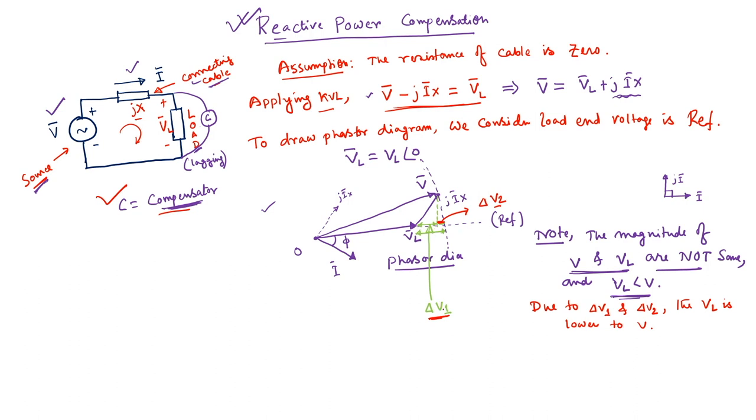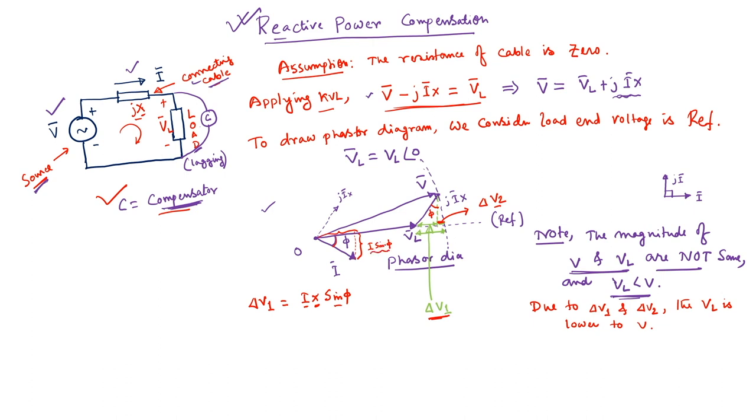Now, let us see what this del V 1 is. Since this angle is phi, one can find that this other angle is also phi. So, the magnitude of del V 1 is equal to I x sin phi. Here I is the current drawn by the load, x is the reactance of the cable, and phi is the power factor angle. If I resolve this I phasor into two parts, one is the out of phase or perpendicular component, and the other is the in phase component, then this component is basically equal to I sin phi.